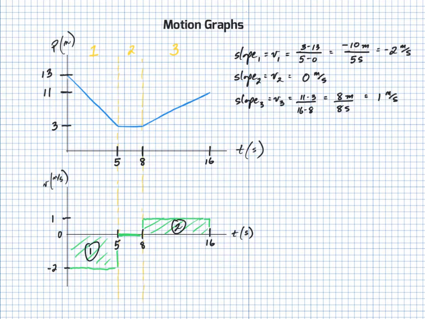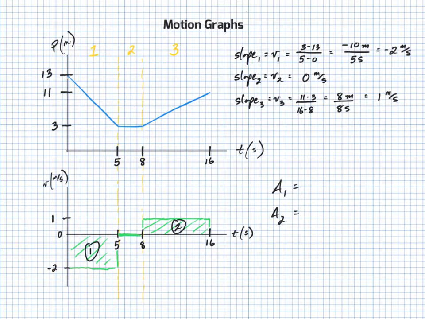Now, we also discussed this past week that a velocity versus time graph can give us some very critical information in terms of the displacement of our object. We said that the area under our velocity versus time graph gives us the displacement of the object. Now, we know that these two shapes here, 1 and 2, are rectangles, so we can very easily find the area of these two shapes.